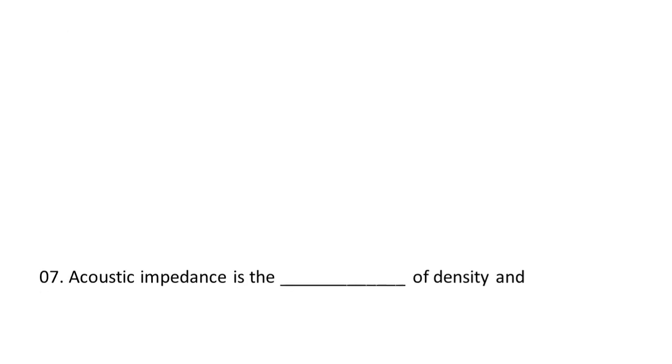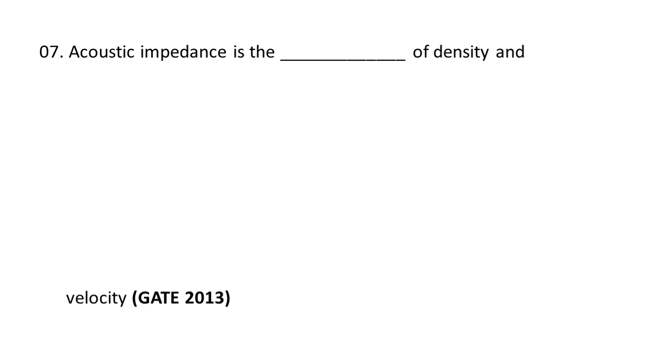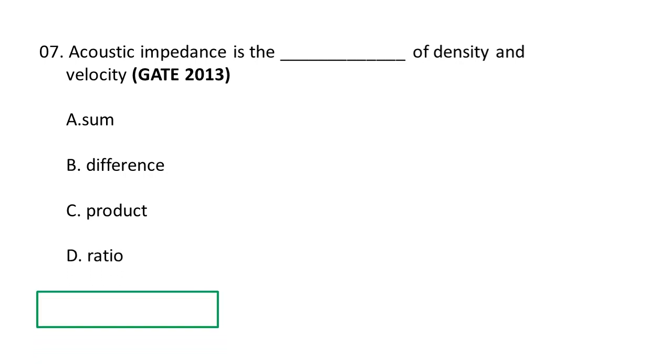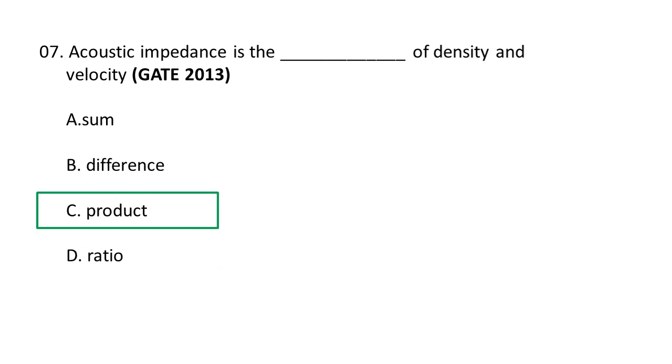Next question. Acoustic impedance is the dash of the density and velocity. A. Sum, B. Difference, C. Product, D. Ratio. Acoustic impedance is the product of density and velocity. It is defined as the product of mass density and the speed of sound. So C, Product, is the correct option.